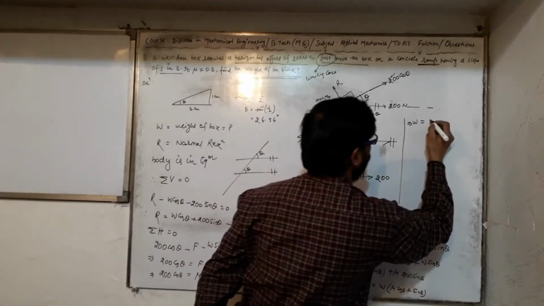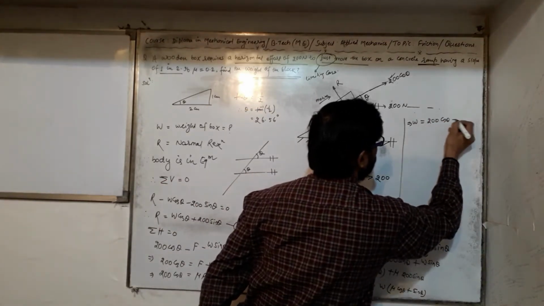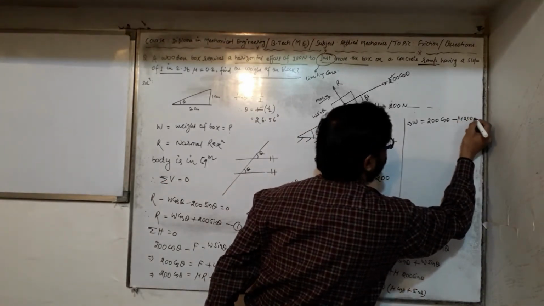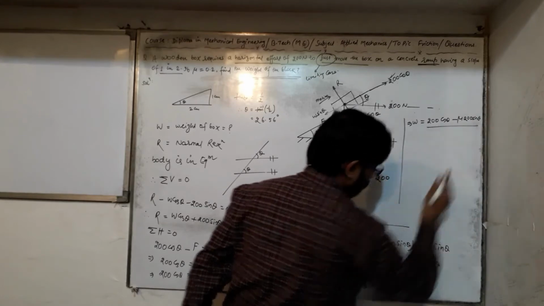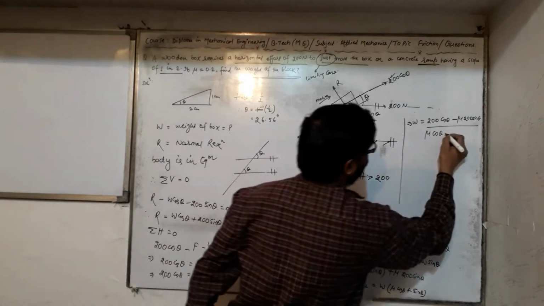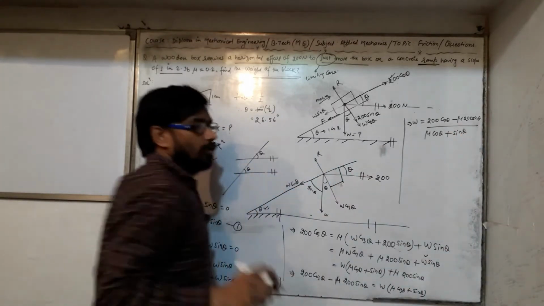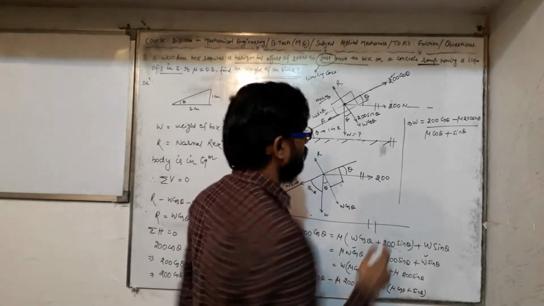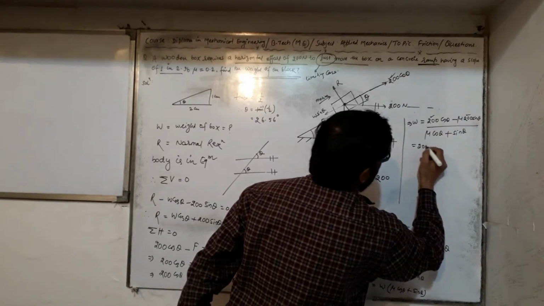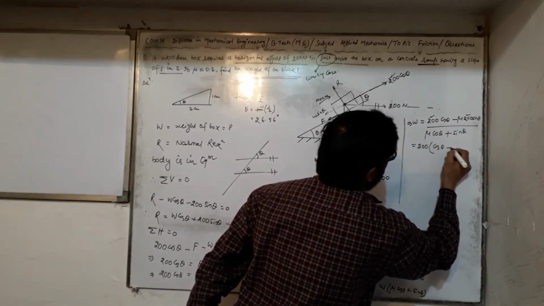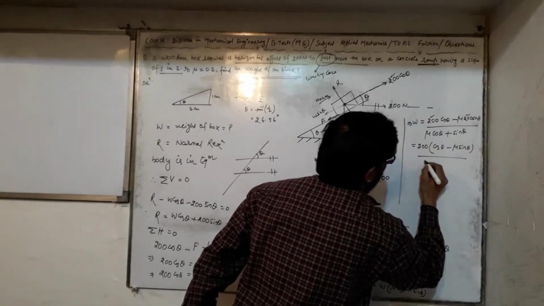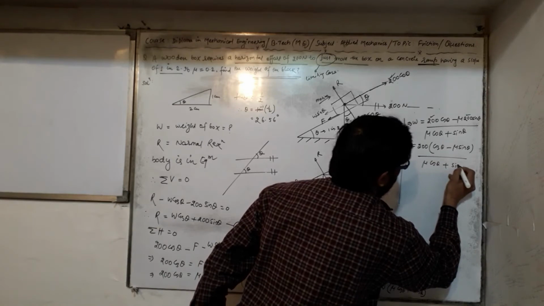200 cos theta minus mu into 200 sin theta, whole divided by mu cos theta plus sin theta. Now put the value of mu and theta. First of all I am taking 200 common from the numerator: 200 times cos theta minus mu sin theta, whole divided by mu cos theta plus sin theta.